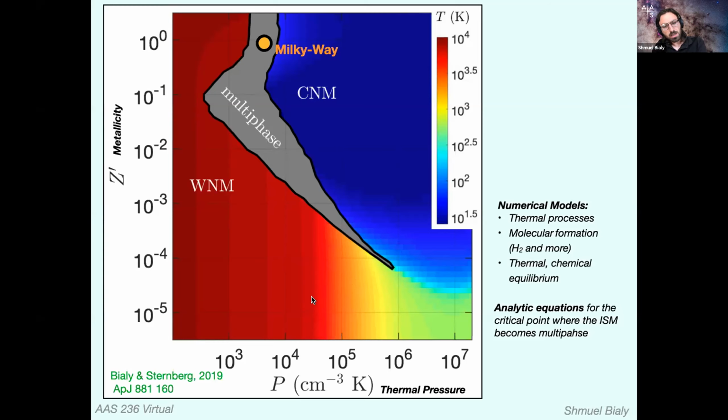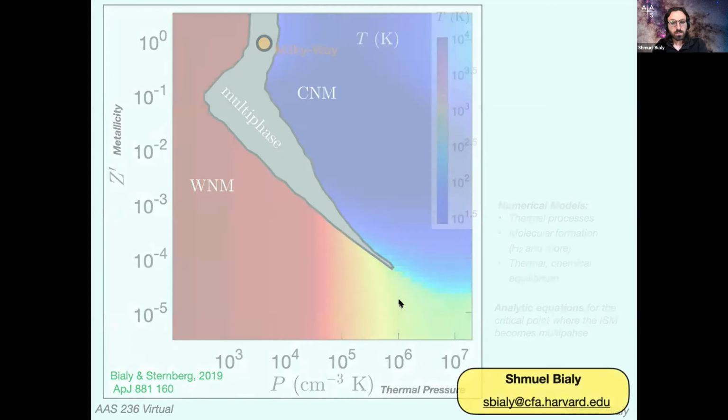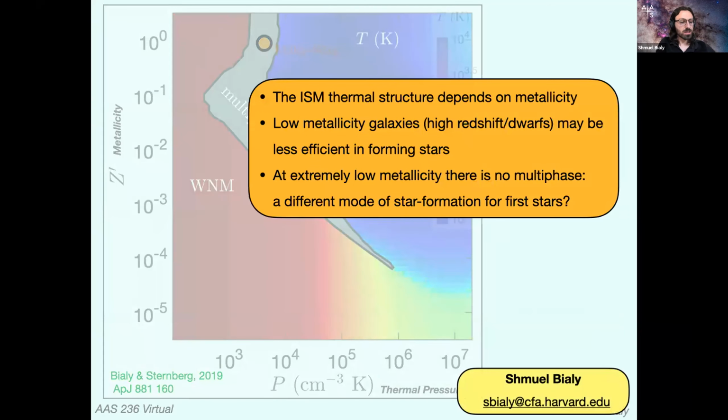Finally, at very low metallicities, or if you like, Population 3 characteristics, you cannot have a multi-phase ISM, and here you may expect a different mode of star formation than what we are used to in the Milky Way and nearby galaxies. That's the results for this set. So I'll just summarize with these points.